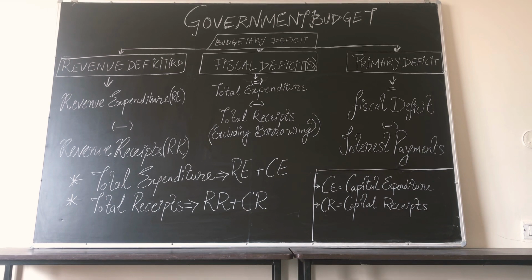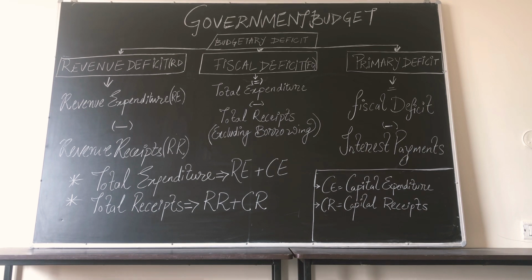Now we shall move to the third part, that is primary deficit. Primary deficit refers to the difference between the fiscal deficit of the current year and interest payments on the previous borrowing. Its formula is: primary deficit equals fiscal deficit minus interest payments. Implications and measures of primary deficit are the same as I told you for fiscal deficit.